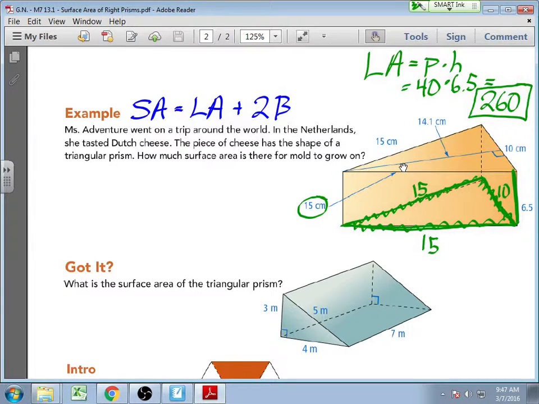That's the lateral area, because that was our perimeter times our height. So that was our lateral area. So that's the area around the cheese. We also now need to look at the bottom and the top.